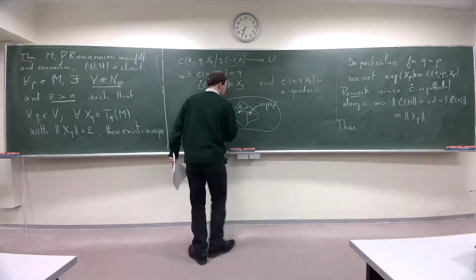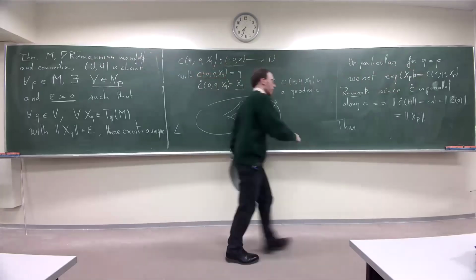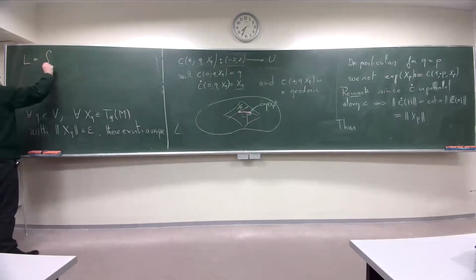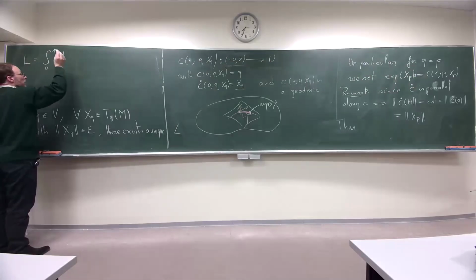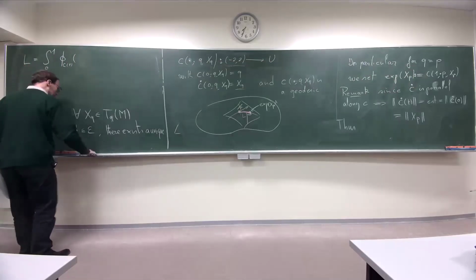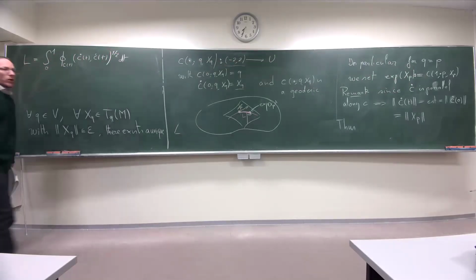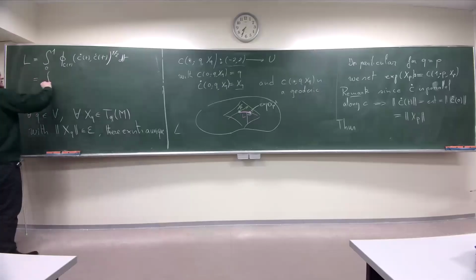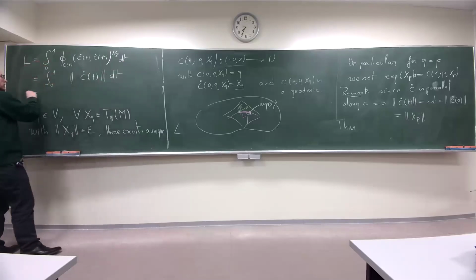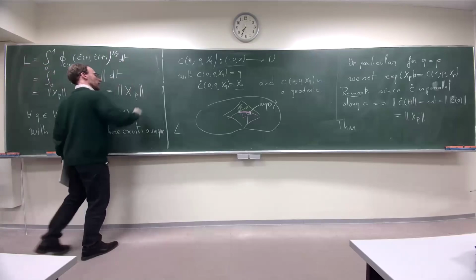Thus, I want to compute now this length. What is the formula for the length of a curve? L is the integral from 0 to 1 of the norm of c dot of t, dt. This was the formula for the length of a curve. And now this norm is a constant. It makes the norm of xp times the integral from 0 to 1 of dt. So it means the length of this curve is just the norm of xp.